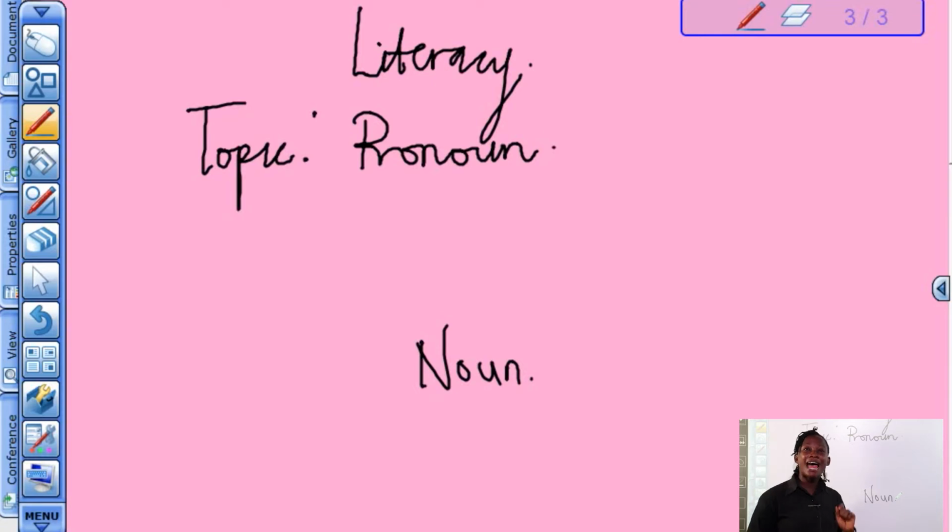Likewise we also have name of animal. Under name of animal, dog, cat, and cow. The last but not the least, name of a place. Places like Lagos, Ikeja, Ogun. Having known all that, do you have an idea of what a pronoun is? A pronoun is a word used in place of a noun in a sentence.